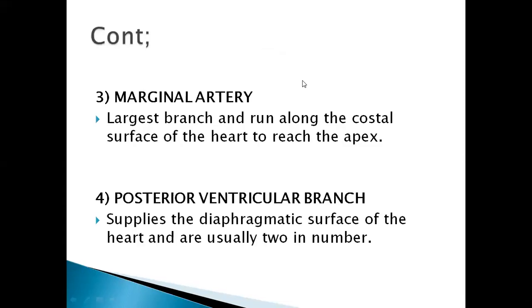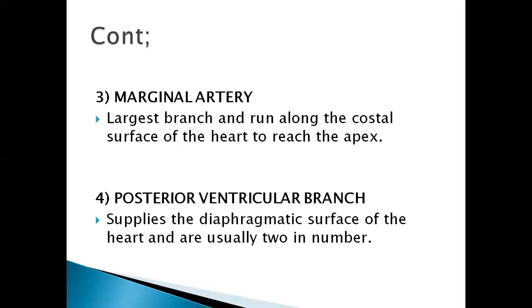Third branch is the marginal artery. Marginal artery is the largest branch of the right coronary artery and runs along the costal surface of the heart to reach the apex. Again, that whole surface is going to be our next lecture. Remember, costal surface is the surface of the heart that is facing the ribs.